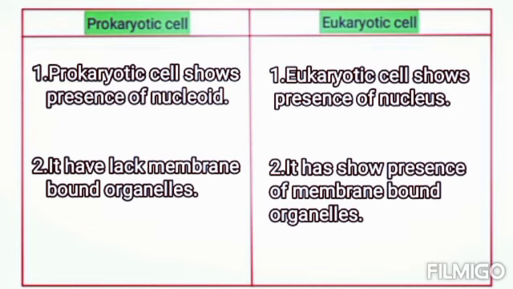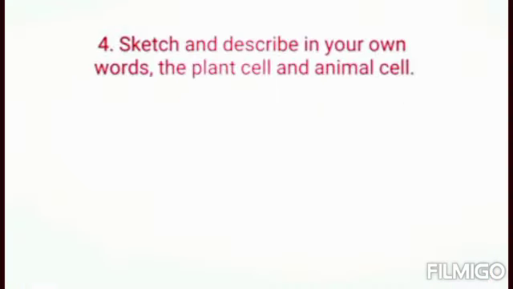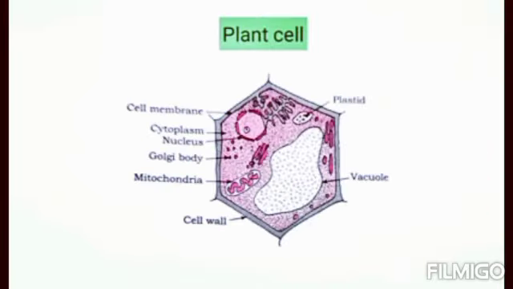Question 4. Sketch and describe in your own words the plant cell and animal cell. आधी आपण प्लांट सेल बघून घेऊ आणि ते तुम्हाला नोटबुकमध्ये ड्रॉइंग करायची आहे, स्केच करायचं आहे. आता त्याचं आपण डेफिनेशन्स बघू. Plant cell. First, there is a cellulose cell wall in plant cells which is the outermost covering of the cell.